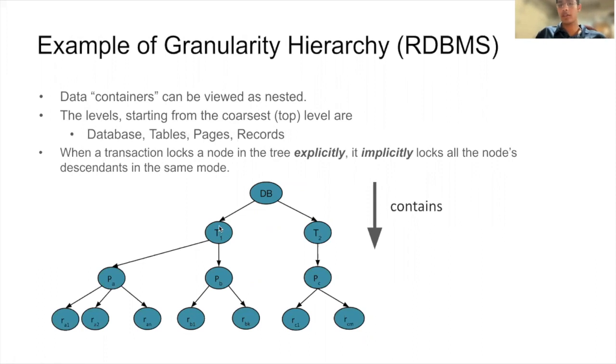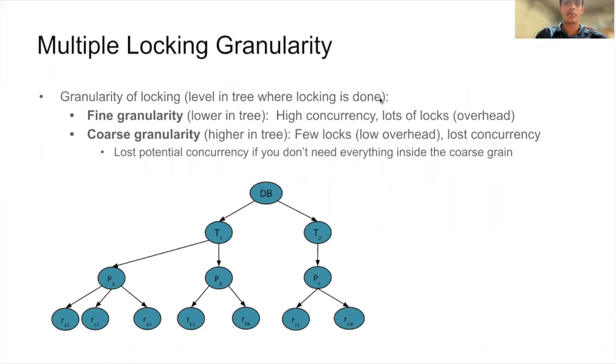And when a transaction locks a node in the tree explicitly, it's going to implicitly lock all of the node's descendants. So if I placed a shared lock on T1, then I would also implicitly have a shared lock on P sub B, on R sub B1, and R sub BK. Those locks would be implicit, and the explicit lock would be the shared lock on T1. So now we're able to lock different levels of the tree depending on the access patterns of our transaction.